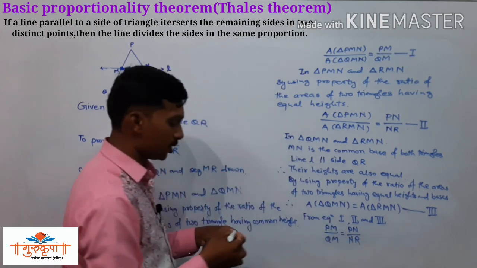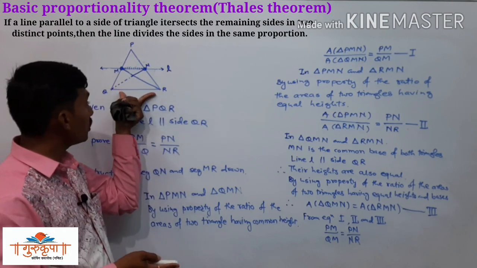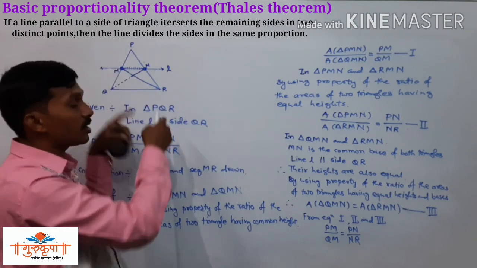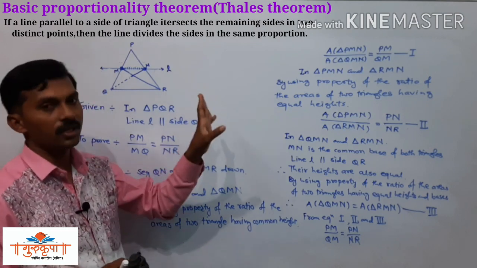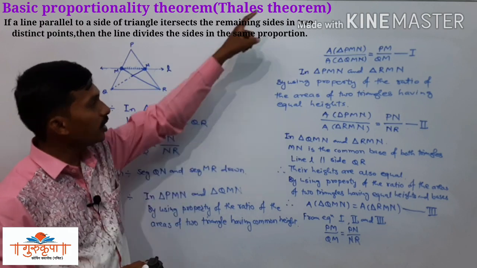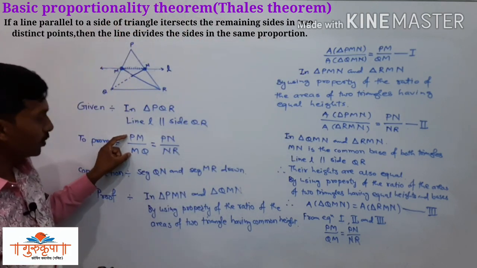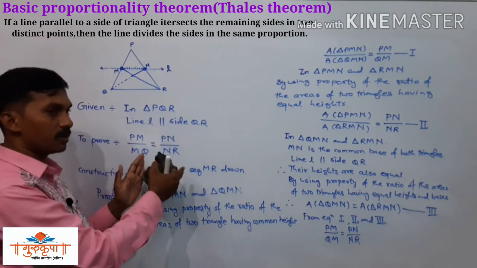So here we prove that if a line is parallel to a side of the triangle, then that line divides the remaining two sides proportionally. And how we prove it is too easy. In three steps only we prove it. In the first step, we take this ratio. Actually we have to prove this.